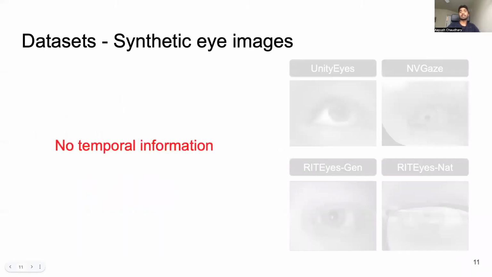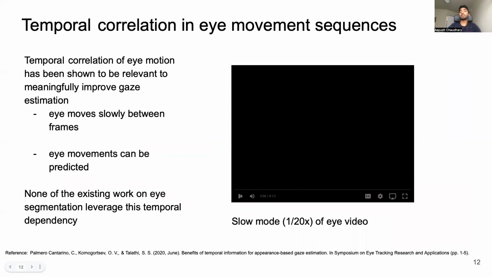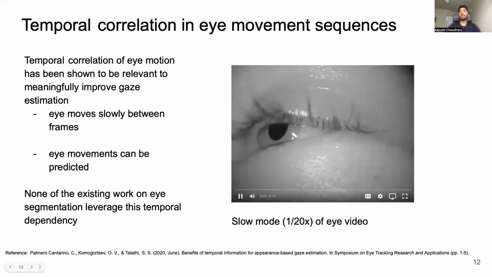All of this data, even the synthetic data, does not contain important information about the temporal data. We care about the temporal data because there is a correlation between each and every eye frame.